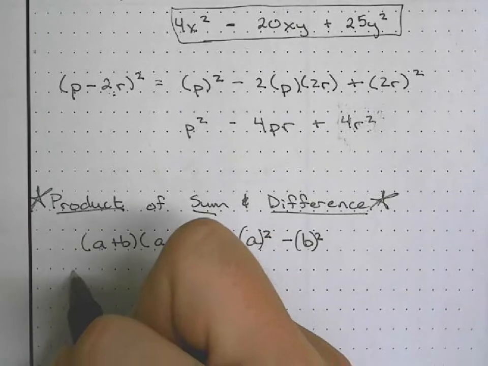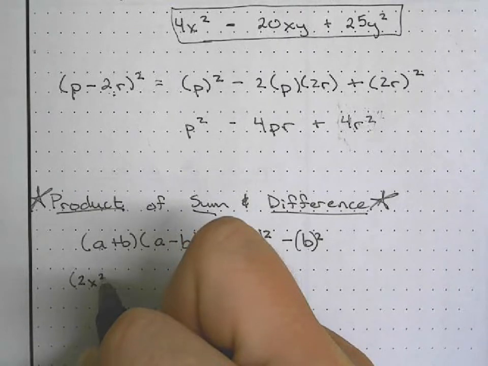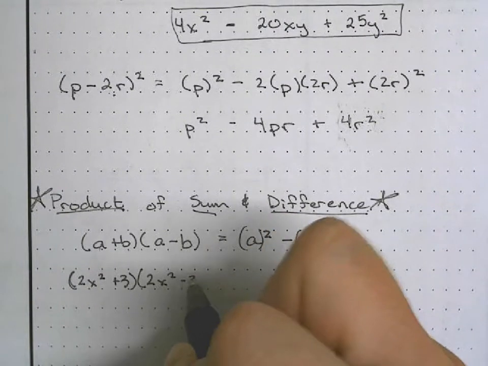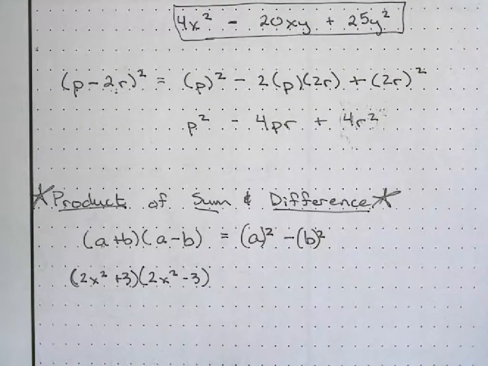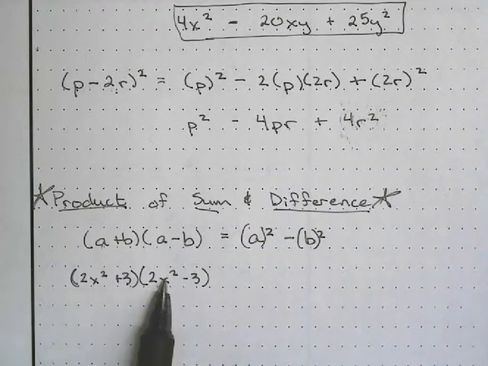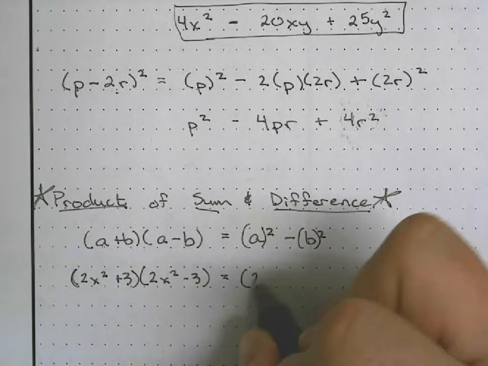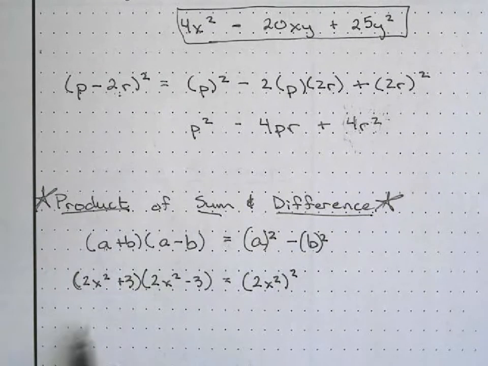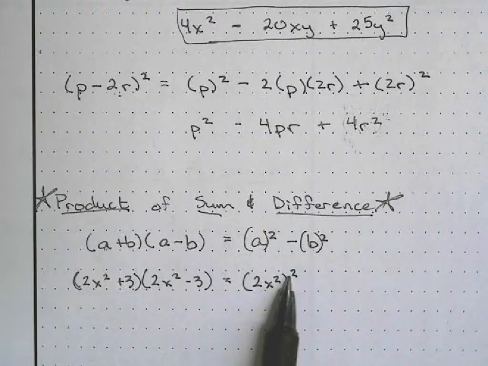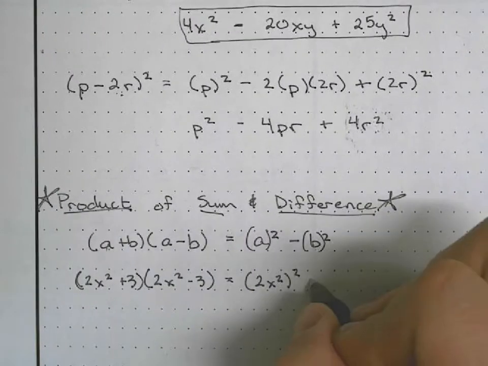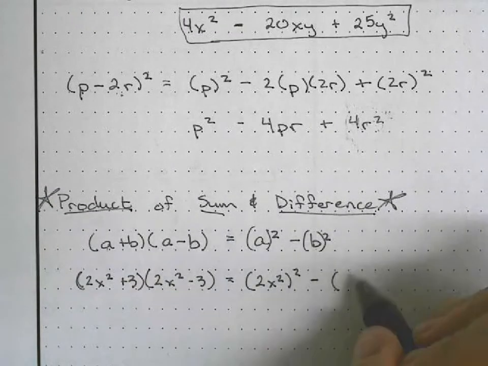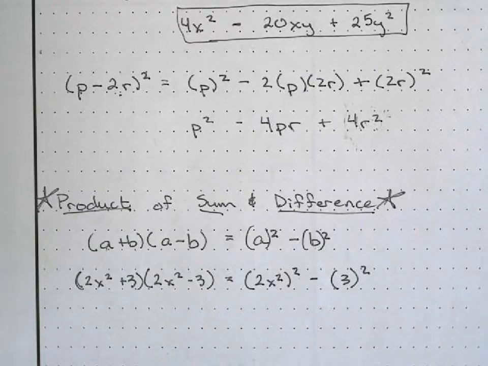So let's look at an example. Let's say I had 2x squared plus 3 times 2x squared minus 3. Now here's my a term. It's the same exact one, 2x squared, 2x squared. So I can plug that in for a, 2x squared, and then I'm going to square that, like so. So I just copied exactly what I saw, 2x squared, plugged it in, and then put my square on the outside. Then I have my subtraction sign. And then I'll take my b term, which is the number 3, and I'll plug that in, and then I'll square that.